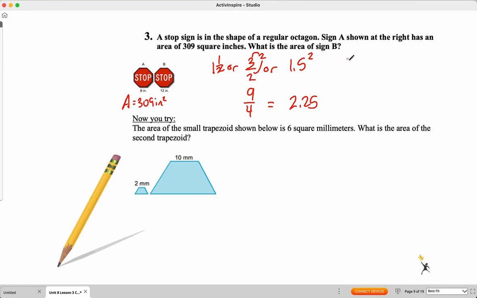So to figure out the area of figure B, I'm going to take figure A, 309 inches squared, and multiply it by 2.25. And I'm getting out my calculator because I don't really want to do that one in my head. So 309 times 2.25. Figure B has an area of 695.25 inches squared. Okay? All right, pause the video and see if you can figure out the area of our second trapezoid.